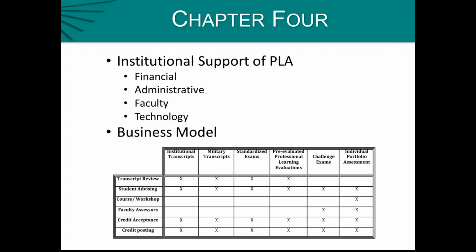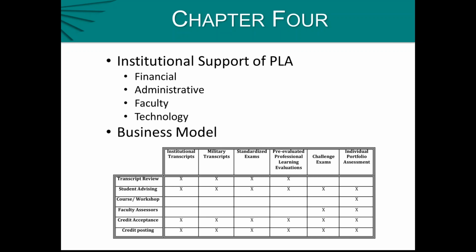But consider, for example, the registrar's office and how they use the student information system to log the credits. If you're doing a portfolio process, how do you have systems that can do more of an e-portfolio process? How do you manage the system? So there are many elements of technology that need to be addressed.